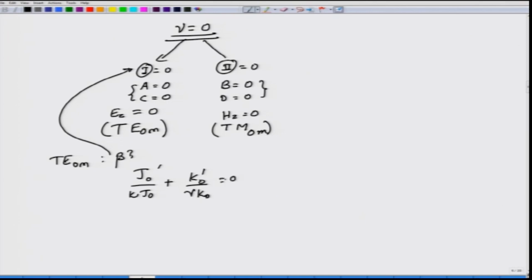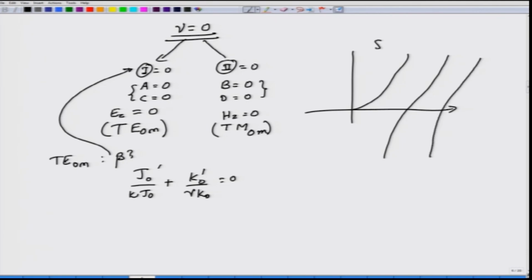The solutions can be mapped in terms of this type of equation, where you will see that J0 prime by J0 exhibits oscillatory behavior, very similar to the tangent function, but similar and not the same. The reason is J0 prime goes to 0 at some points, and J0 goes to 0 at some points, so it is switching between plus infinity and minus infinity. So, it does look very similar to the tan function.